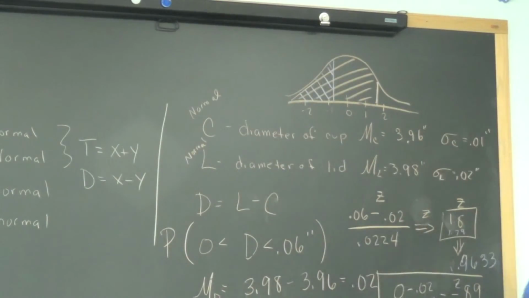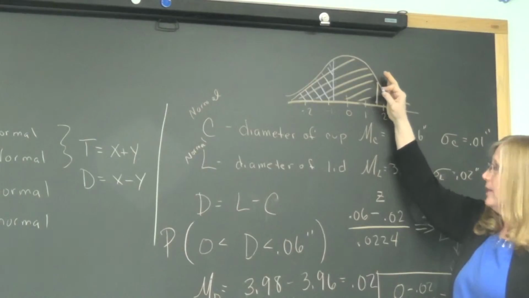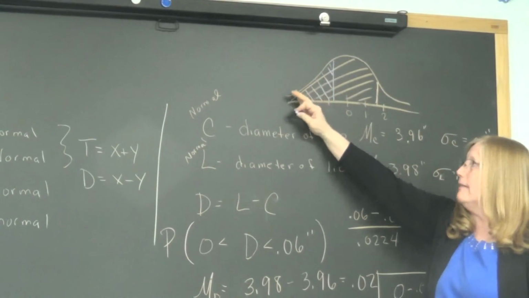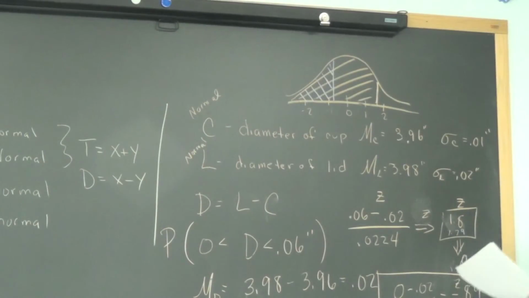We want the difference. We want the in-between part. The z-score gives us everything to the left, so what is that? Negative 0.89 gives us 0.1867. Now subtract that from that, the two purples. You get 0.7766.